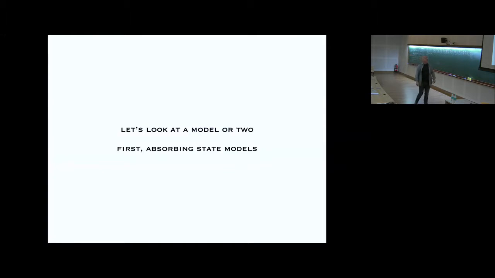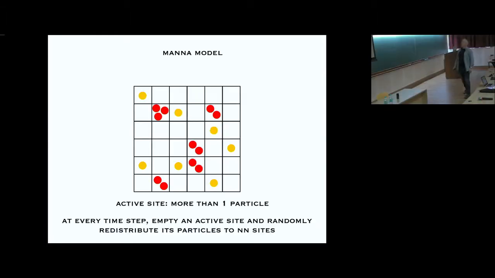Okay, so let me show you a couple of models. I'm going to start off by looking at absorbing state models, just because I like them. So here's a model called the Manna model. I believe Manna is at Kolkata.